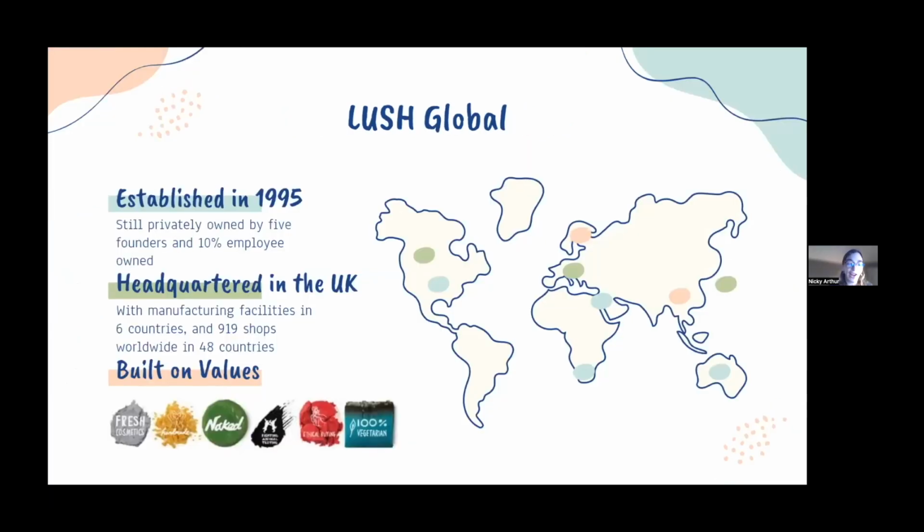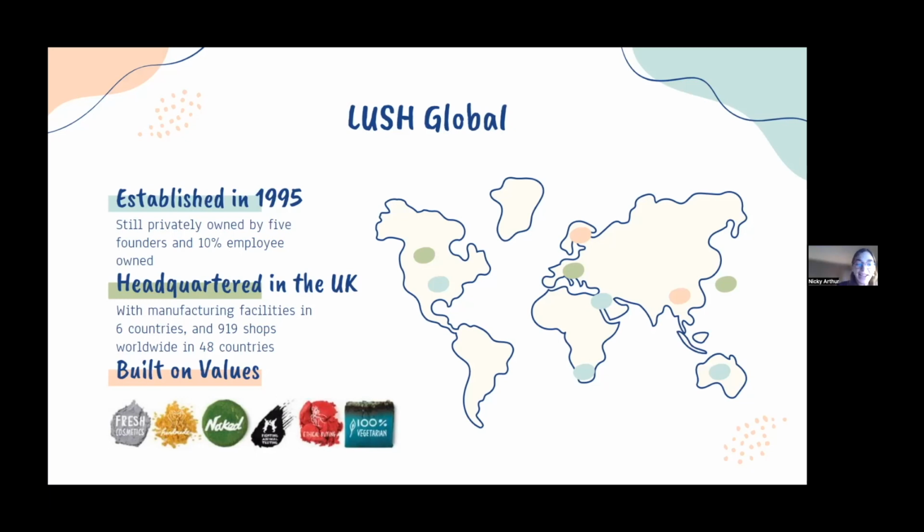A little bit of background on LUSH and the history. LUSH was actually established in the UK in 1995. We went on to open our first shop in North America a year later in 1996, which was actually in Vancouver. The company is still privately owned by the 5 key founders, based in Poole in the UK, with 10% being owned by the employees in an employee benefits trust. We are headquartered in the UK, with 6 manufacturing facilities and over 900 shops around the world.